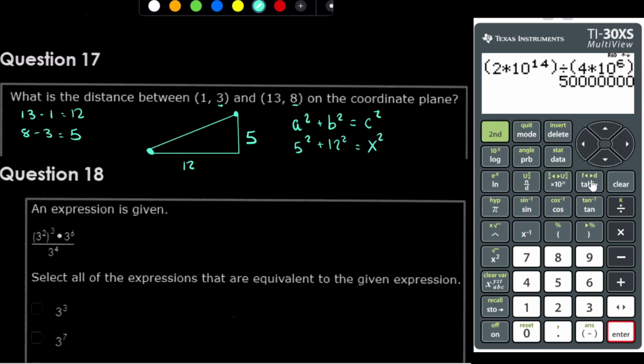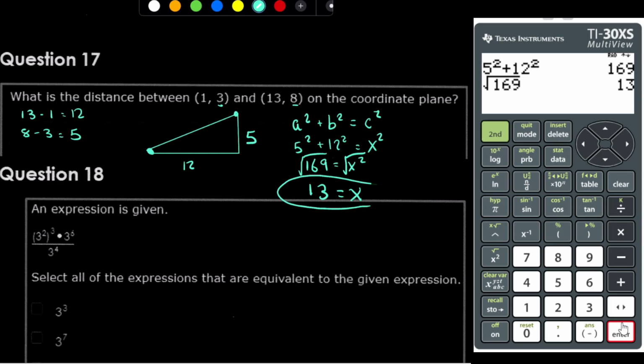So you could even go into the calculator: 5 squared plus 12 squared equals 169, which equals x squared. Remember to take the square root. The square root of 169 is exactly 13, equals x. And that's it. This distance would then be 13. Done.